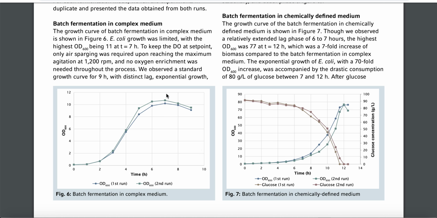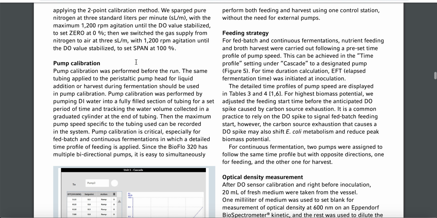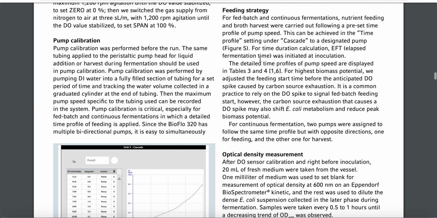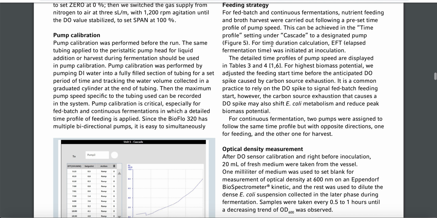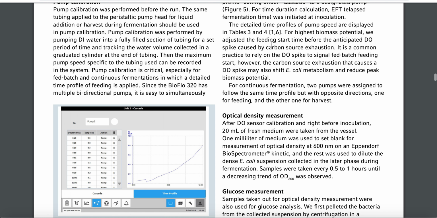The growth curve for a batch, oh boy. Feeding strategy. For fed batch and continuous fermentation, nutrient feeding and broth harvest were carried out following a preset time profile of feed pump speed. This can be achieved in the time profile setting and the cascade to a designated pump. For time duration calculation, EFT, elapsed fermentation time, was initiated at inoculation.